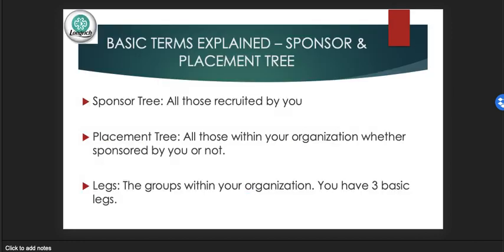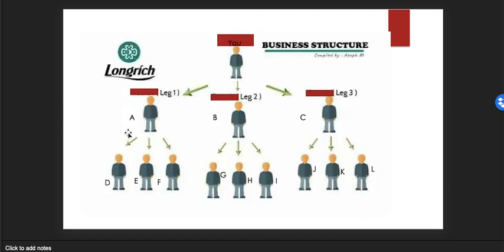So, sponsor and placement tree. All those recruited by you are in your sponsor tree. So let me go back to this again. Assuming you sponsored Mr. A, Mr. D, Mr. F, Mr. G, and Mr. K. When you click on your sponsor tree, all you will see is Mr.